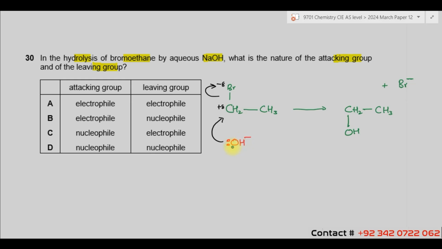So OH negative is the attacking group. It attacks on the partial positive side, so it is a nucleophile, which means nucleus loving. Br negative also has a negative charge and lone pair, so it is also a nucleophile. So both are nucleophiles. Correct answer is D.